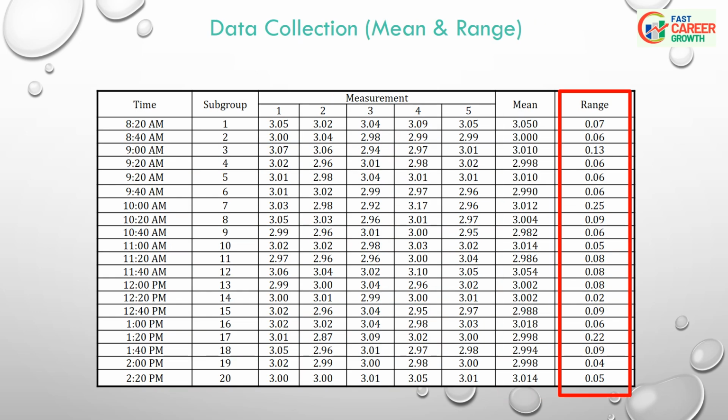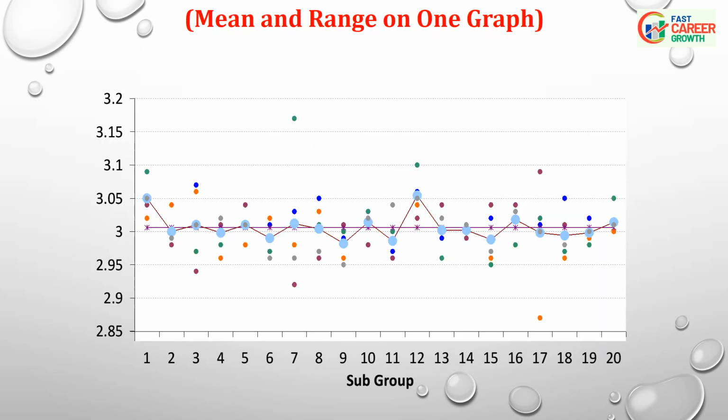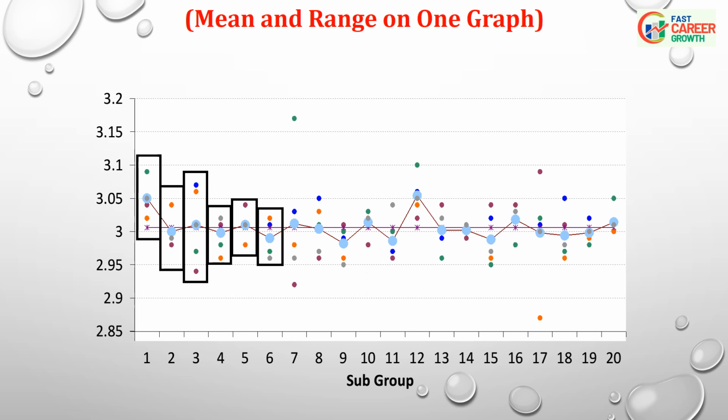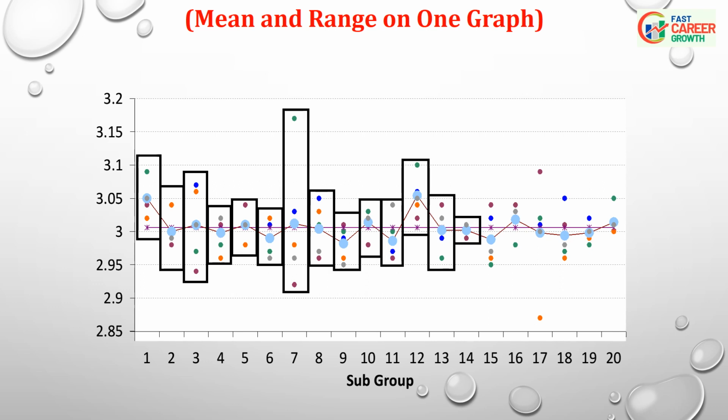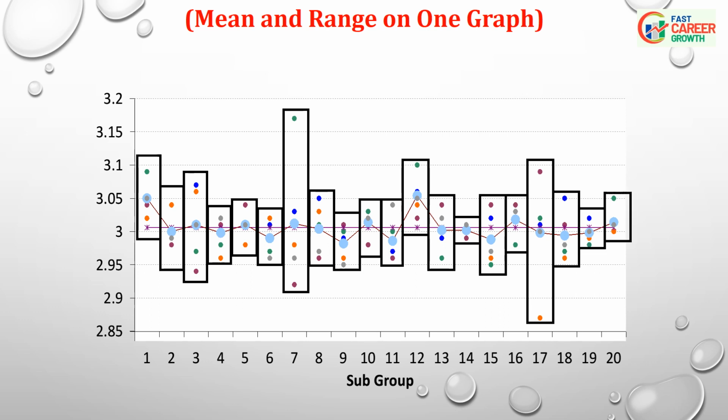If we plot a graph using mean and range, it will look like this. If we plot a graph considering the mean, or x bar, on the y-axis, it will look like this. If we plot a graph considering the range R on the y-axis, it will look like this.